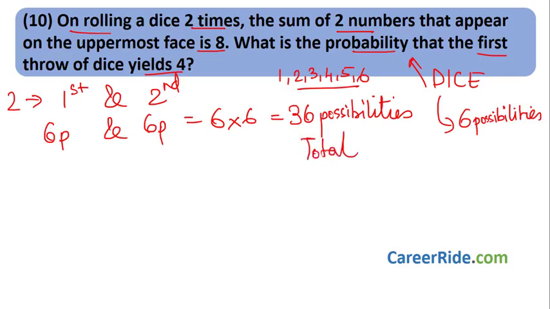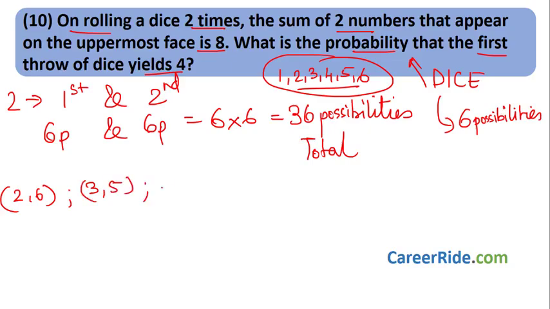Now what they are saying is that 2 numbers will appear when we throw the dice 2 times. 2 numbers will appear on the uppermost face. Addition or the sum of the 2 numbers is 8. So out of all these 6 numbers, which combination has the addition 8? We will have 2 and 6, we will have 3 and 5, we will have 4 and 4, then we will have 5 and 3, then we will have 6 and 2.